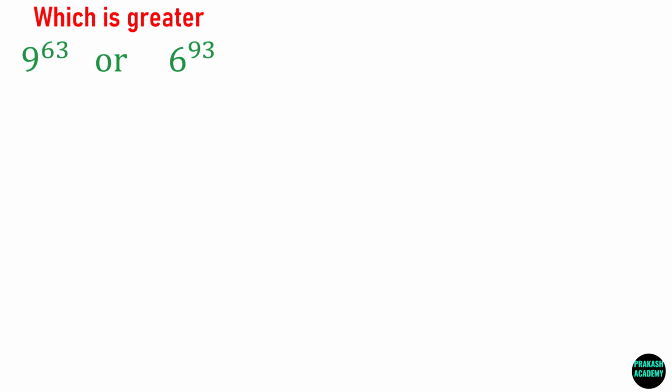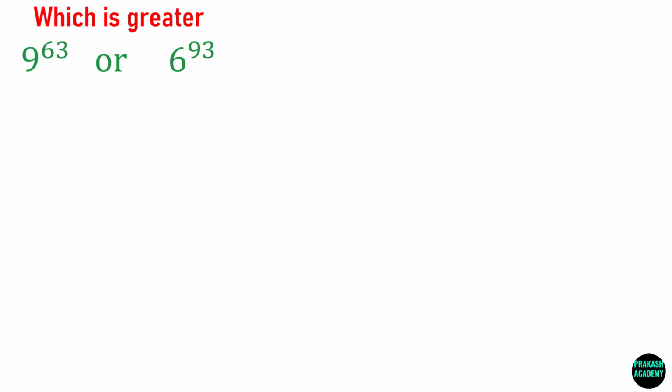So in this problem you have been given two numbers and you have to find which number is greater. The first number is 9 raised to the power 63 and the second number is 6 raised to the power 93. Both numbers basically contain digits 3, 6 and 9.